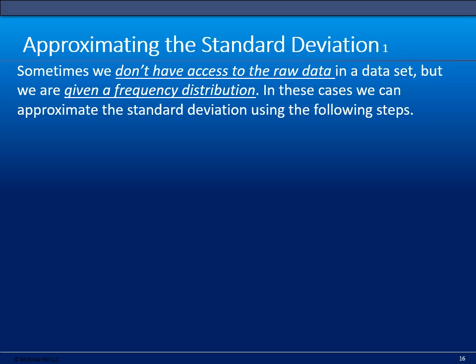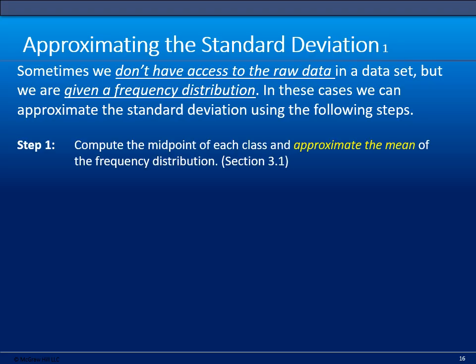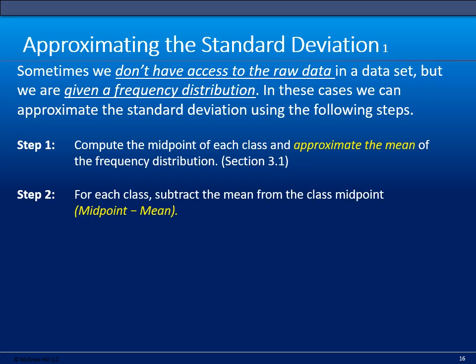Sometimes we don't have access to raw data in a data set, but we are given a frequency distribution. In these cases, we can approximate the standard deviation using the following steps, and this is not so far off from what we did with the mean and average. So remember, the first thing we did was calculate the midpoint of each class and then approximate the mean of the frequency distribution. This is what we did in the last chapter and section.